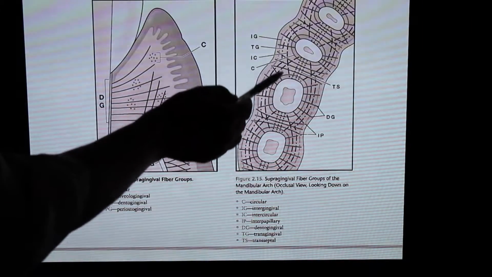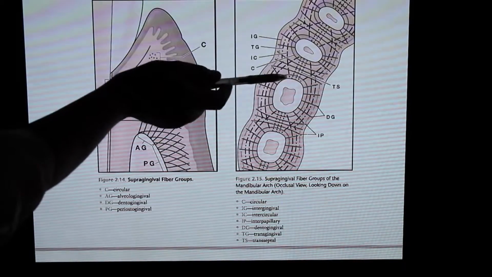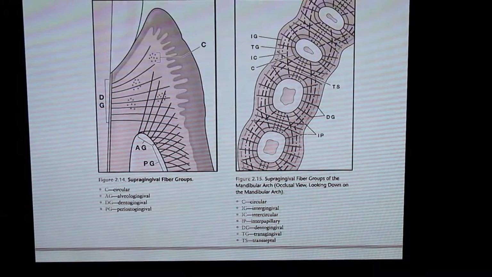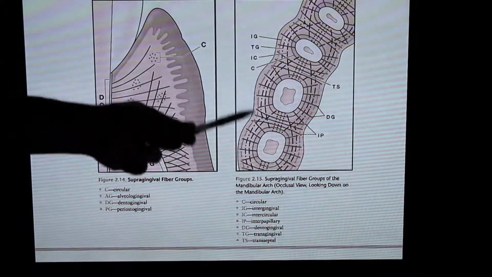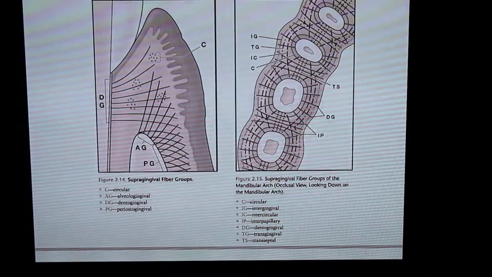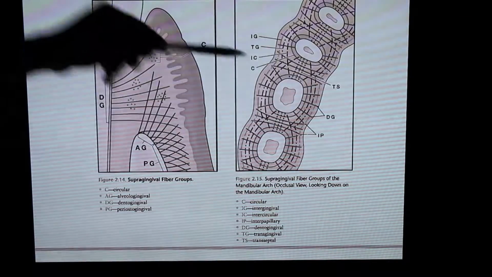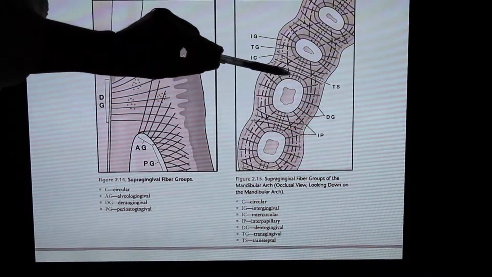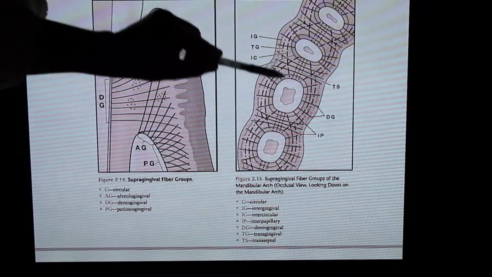This is transgingival. They are transgingival from the cementum of one tooth, and they attach to the cementum of the adjacent tooth, not to the second tooth, but the next one, another tooth. I said adjacent tooth. This is the transgingival group of fibers. They originate or attach between the cementum of two adjacent teeth.